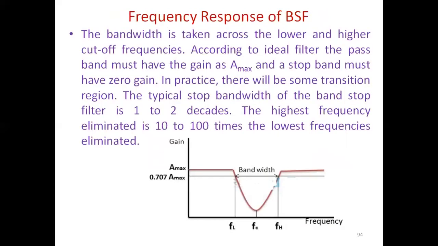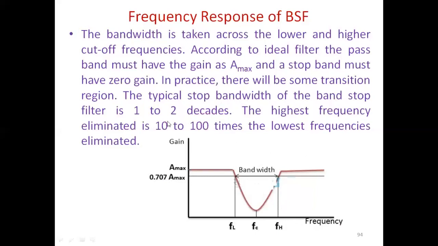The frequency response of the bandstop filter is given here. This is the minus 3 dB line. A maximum is shown here. This much bandwidth is totally attenuated or totally stopped. Center frequency, lower cutoff frequency, higher cutoff frequency, bandwidth equal to FH minus FL. So this band of frequency will be totally eliminated and the other band of frequency will be totally passed. This filter is called bandstop filter.